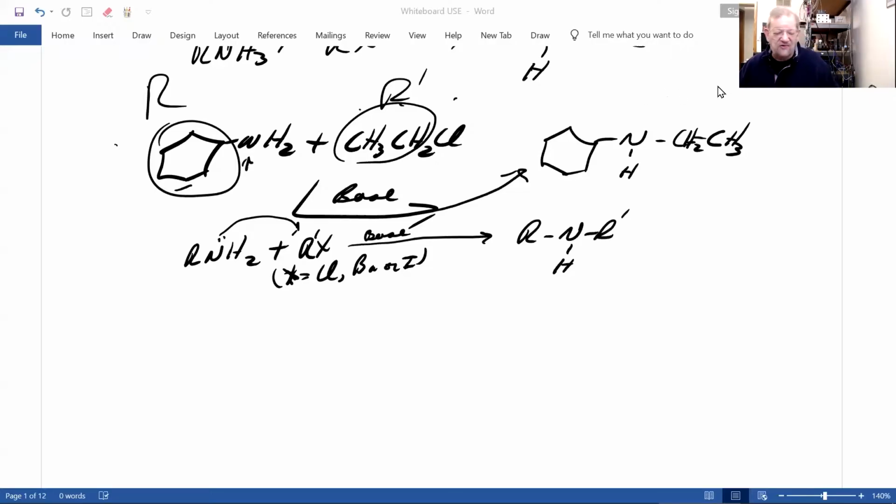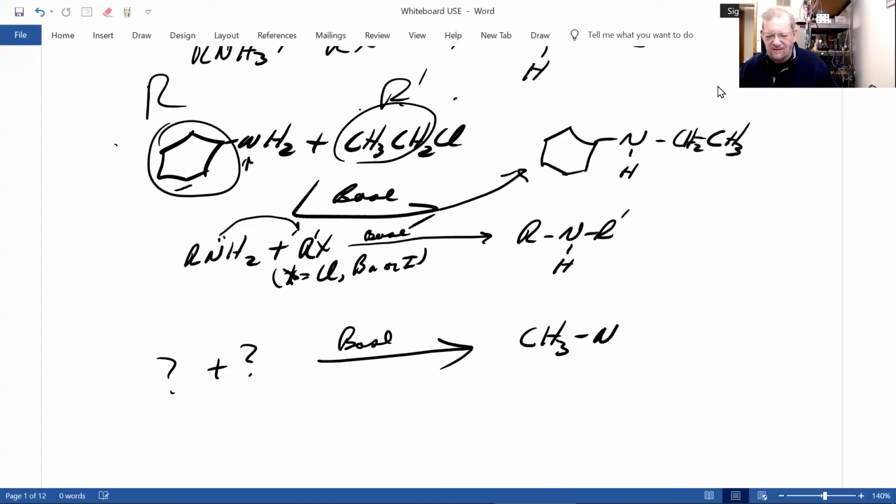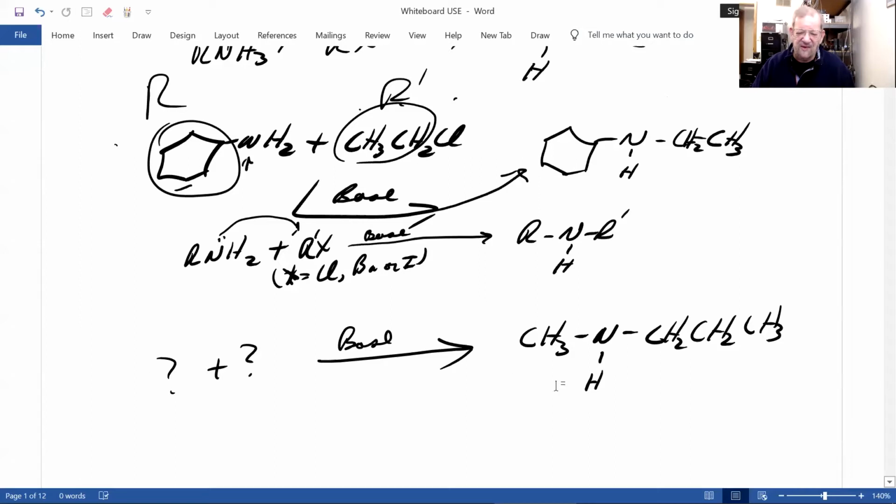All right, let's have some real fun. The real fun of organic chemistry, but I'm biased, is synthesis. Remember, I'm a synthetic organic chemist. What two compounds would you react in the presence of base to give this molecule?